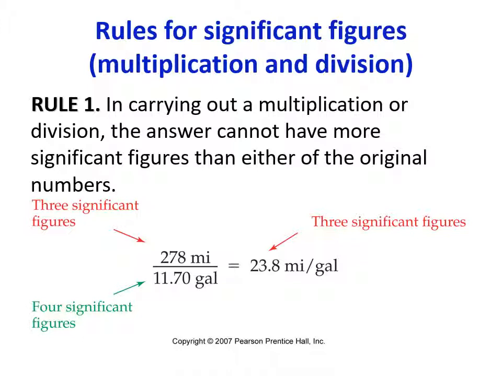Right, so the rules for significant figures in multiplication and division. Rule 1, in carrying out a multiplication or a division, the answer cannot have more significant figures than either of the original numbers. Here we have the numerator with 3 significant figures and the denominator with 4 significant figures, so the answer will have at most 3 significant figures. It can't be 4, it can only be 3, 2 or 1. It cannot have more significant figures than either of the original numbers.